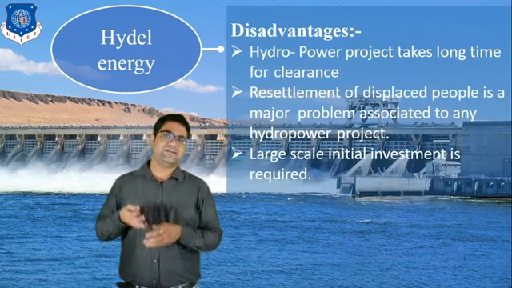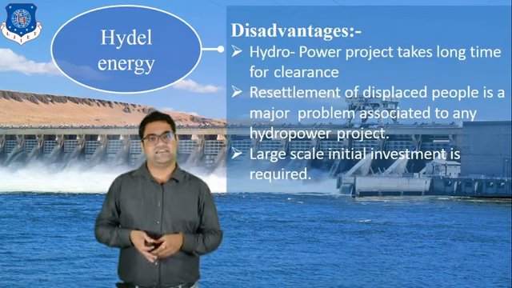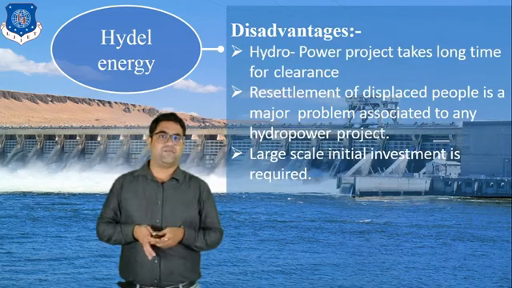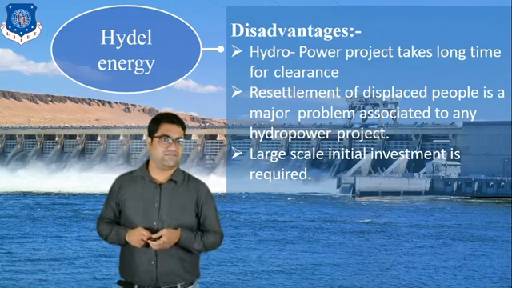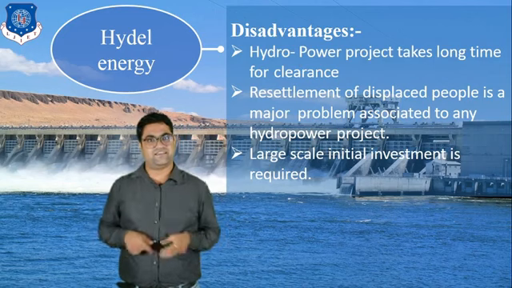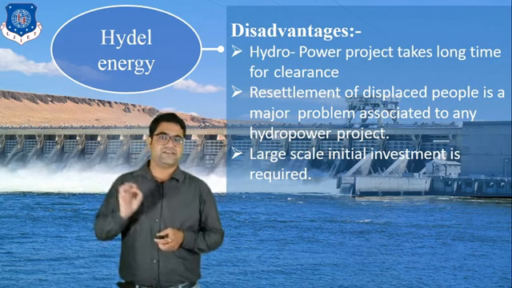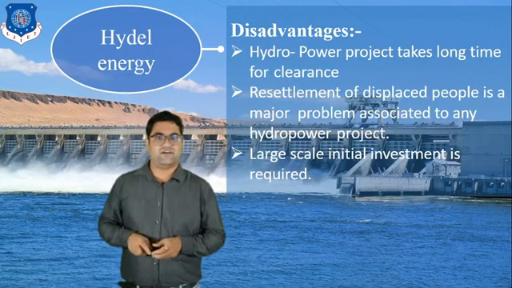But there are some disadvantages also. The first disadvantage is that to build the hydropower plant, a large capital investment is required. Also, a larger area is required. So those are two disadvantages of this power.